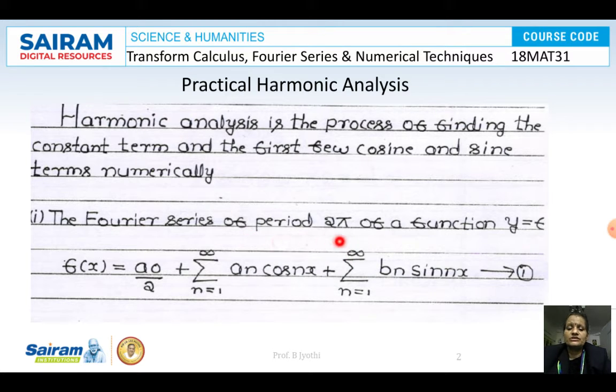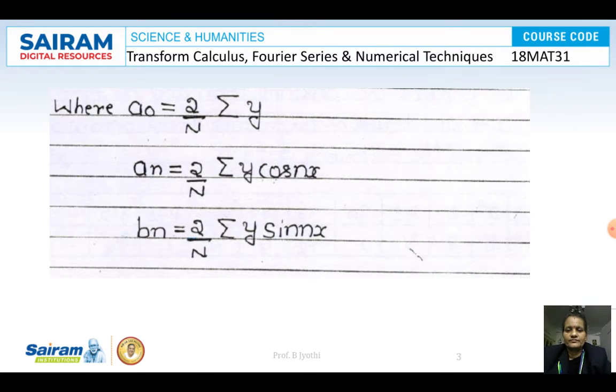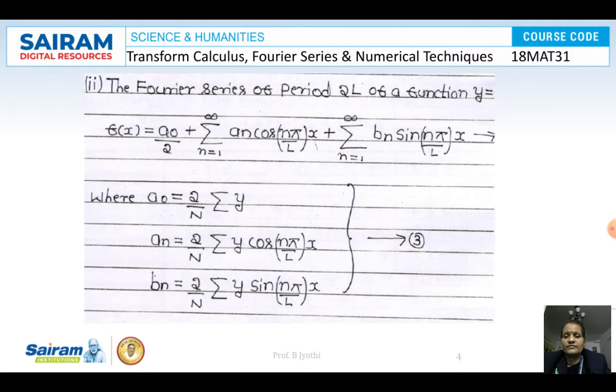So the Fourier series of the period 2 pi of a function y equals f of x is given by f of x is a naught by 2 plus sigma an cos nx plus sigma bn sin nx, where a naught is given by 2 by n sigma y, and an is given by 2 by n sigma y cos nx, and bn is given by 2 by n sigma y sin nx.